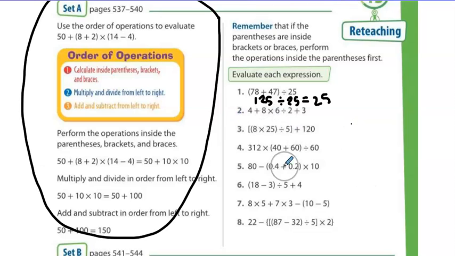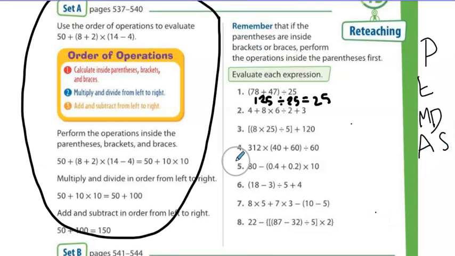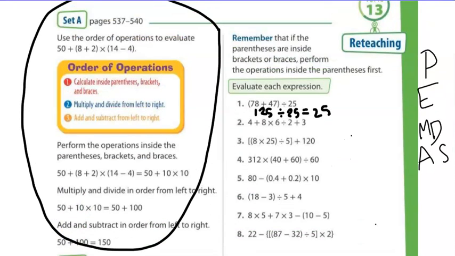Let's look at number 2. This one does not have any parentheses. Let's think about our order of operations. So we want to make sure that we are going through and checking to see what goes first in our order of operations. So do we have parentheses? No. Do we have exponents? No. Do we have multiplication? Yes. So we want to ask ourselves, does multiplication or division come first? And in this problem, multiplication does.